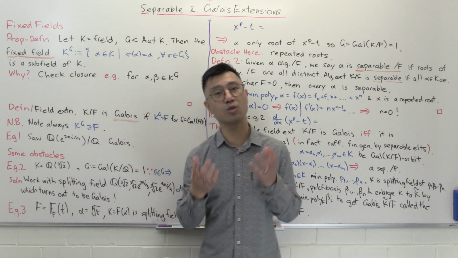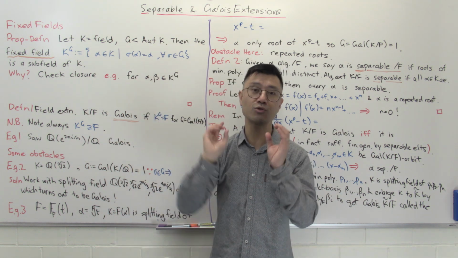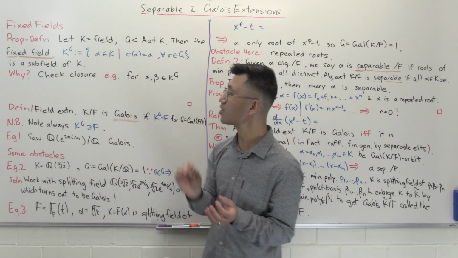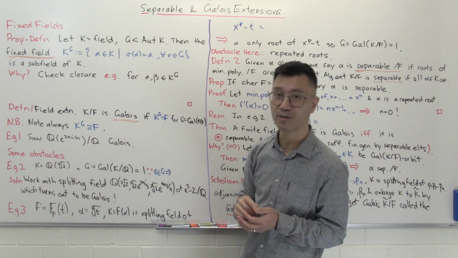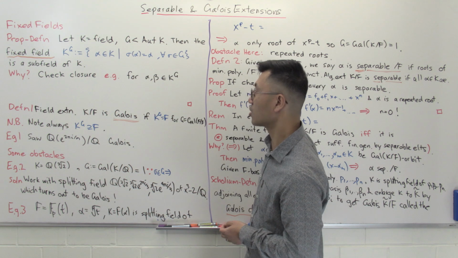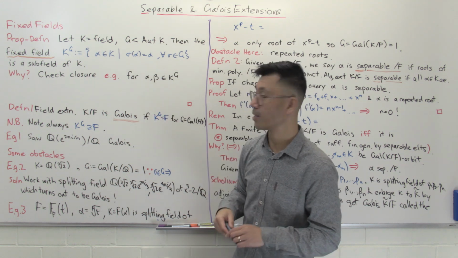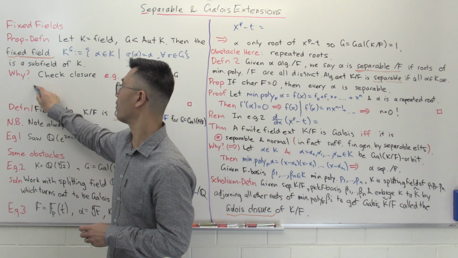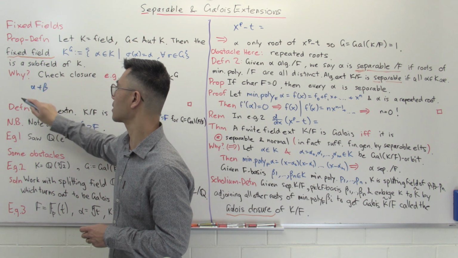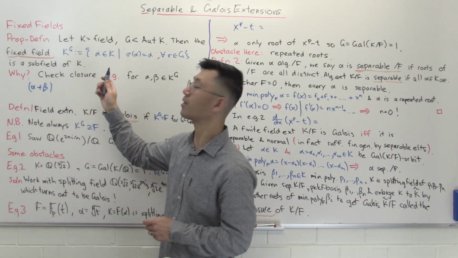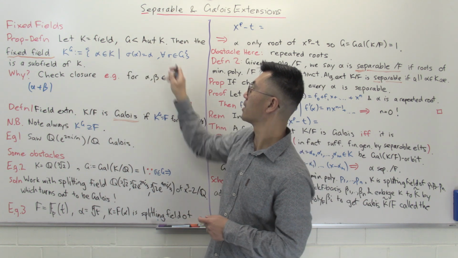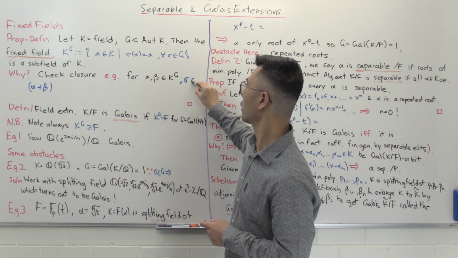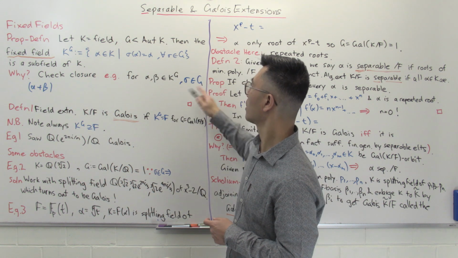To check that it's a subfield is quite easy. This is a fairly elementary check of closure axioms. So let's just do one. Suppose alpha and beta are both inside K^G, this fixed field. Let's check that indeed the sum is also in there. Suppose you have alpha plus beta, the sum. To check that it's inside there, we just have to check that it's fixed by every automorphism sigma inside G. So let's pick sigma inside G.